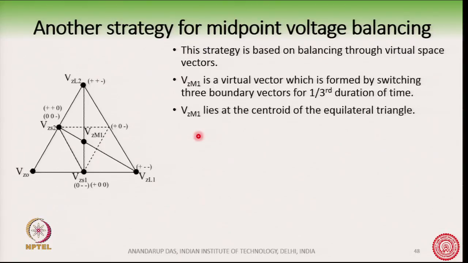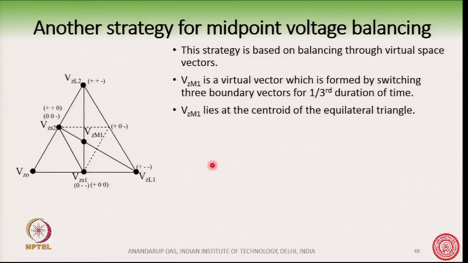So, this vector how can we produce? We can produce this vector by applying this vector and this vector for equal duration of time. Okay. If I apply these 3 vectors for equal duration of time, I will get to this vector which is at the centroid of the triangle. Okay. Similarly, if I apply this and this for equal duration of time, I will get this vector.